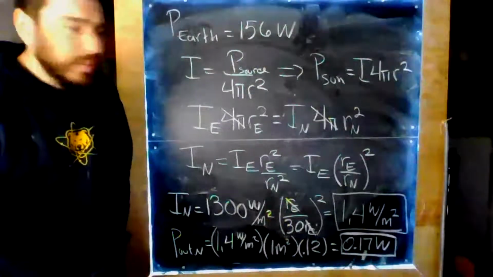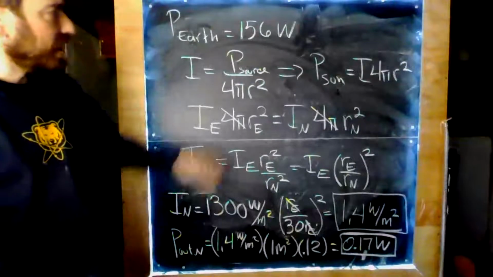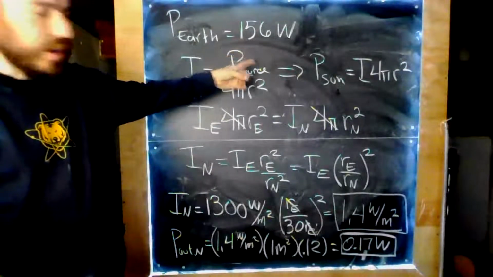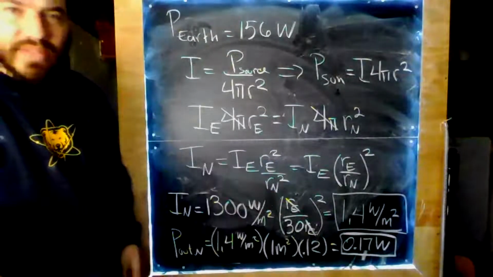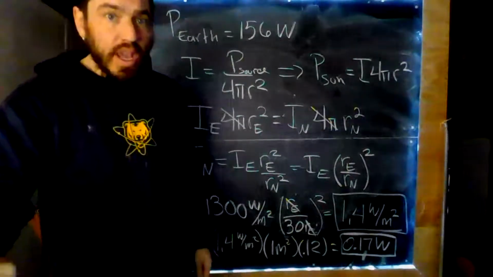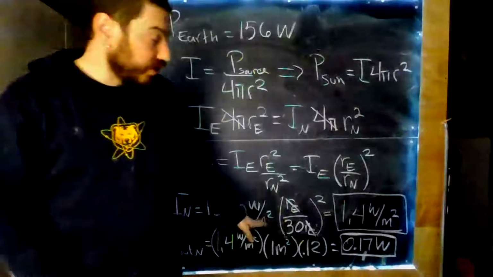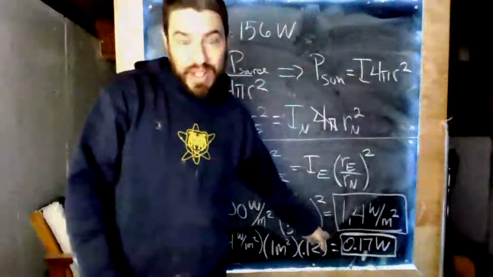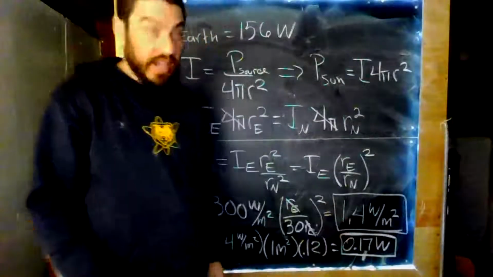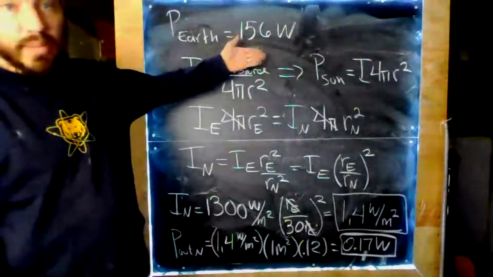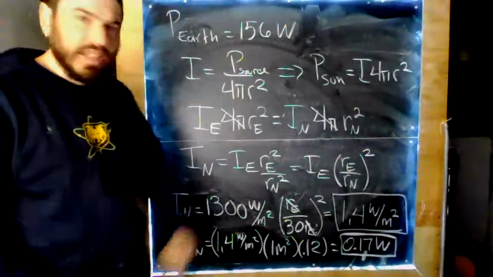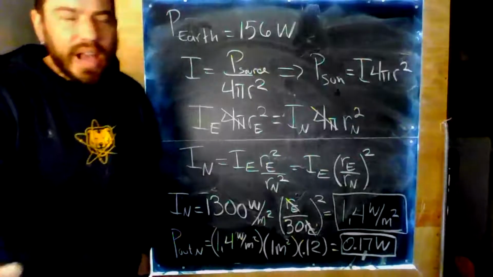Okay, is that enough to run your computers and your camera? Maybe not. You might need a bigger solar cell for that. We're getting 156 watts on Earth, 0.17 watts at Neptune. Notice that since the intensity was reduced by a factor of 900, the power out of the solar cell is also reduced by a factor of 900. So we could have just divided this number by 900. We kind of took the long way just to demonstrate how all these things work.